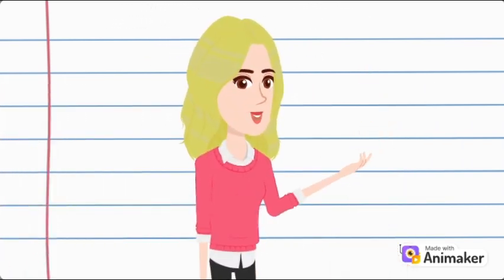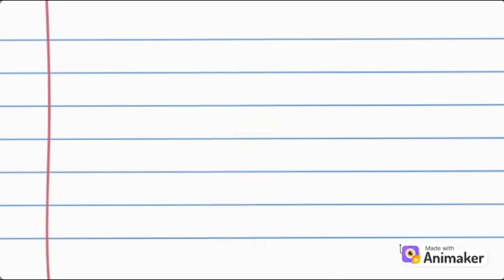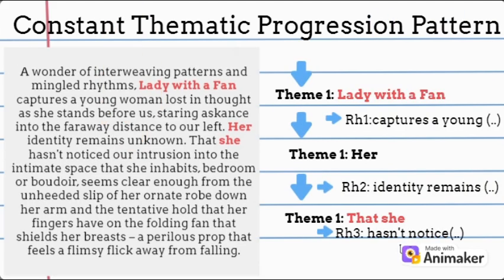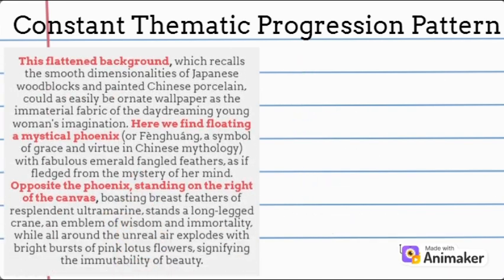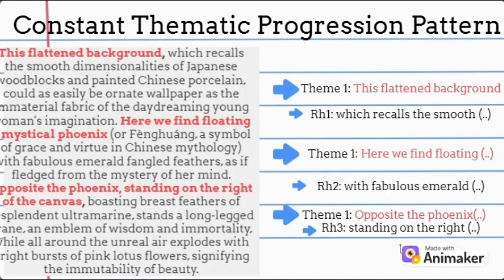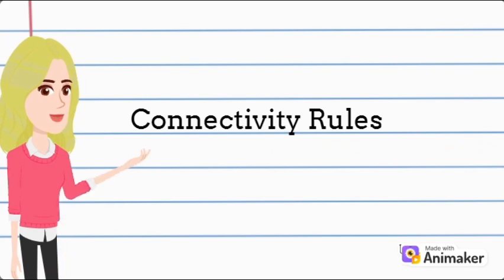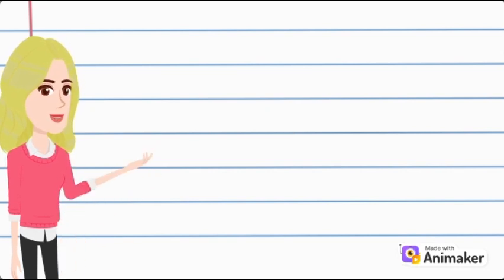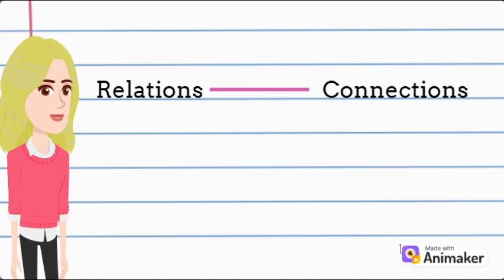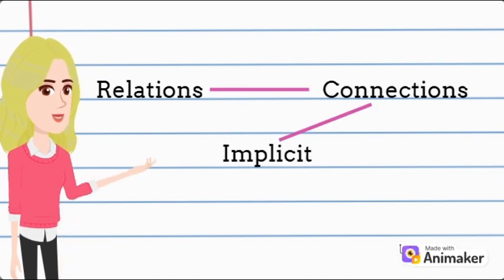Now we will analyze the most common progression pattern in the text, which is a constant thematic progression. This means that the theme is maintained throughout the paragraph, and we just add new information about it. Now we will check the connectivity rules. These are used to connect grammatical elements within a text. We have two different types, relations and connections, that can be implicit and explicit.